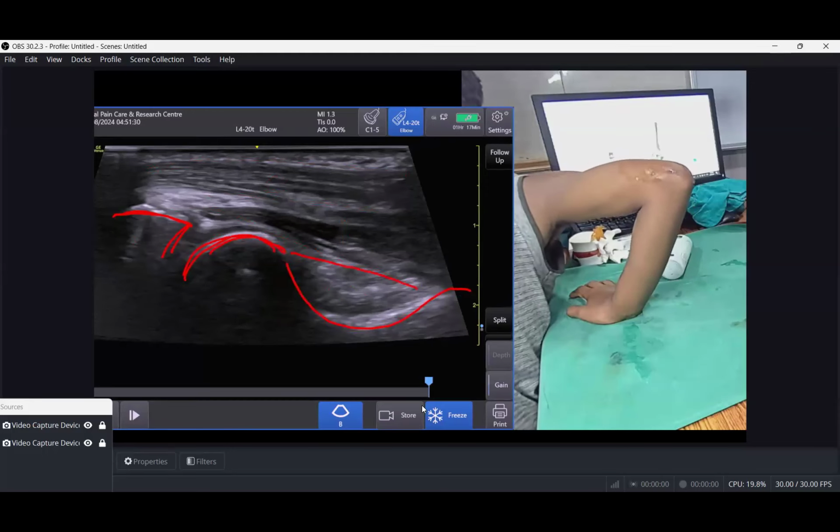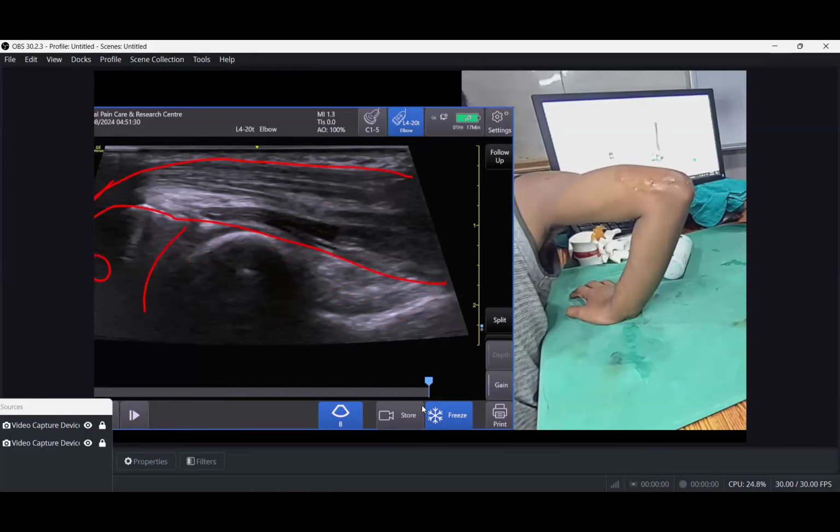This is filled up with fat pad. Okay, fat pad. And this muscle is all coming here and getting attached to the superior surface of the posterior part of the olecranon process. So this is the attachment of triceps.